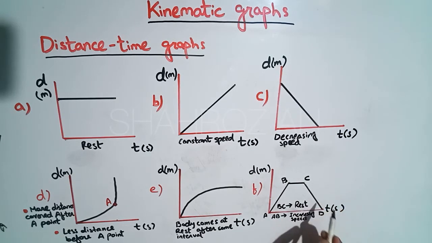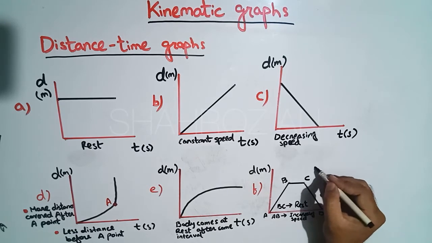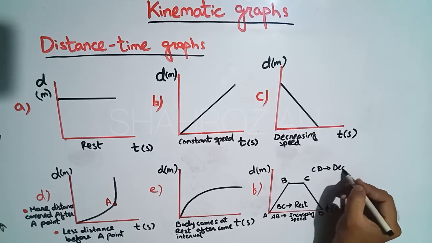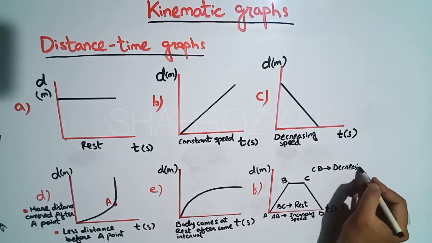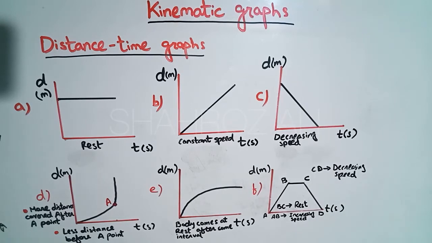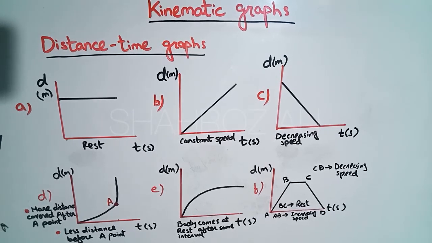Here you can write C to D, decreasing speed. A to B increasing, B to C rest, and the body has decreased its speed from C to D. So all these 6 graphs provide us information. It is very easy to get the information from these graphs.